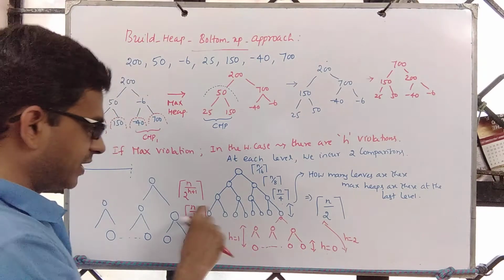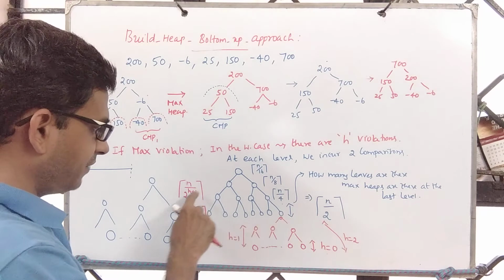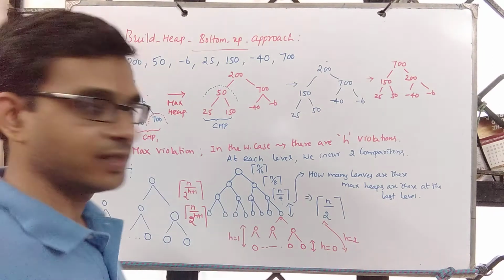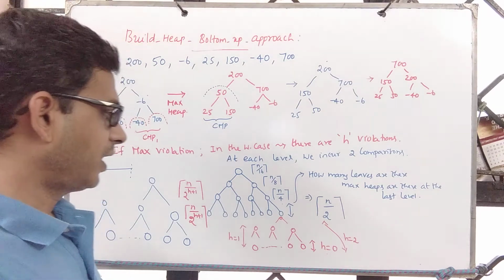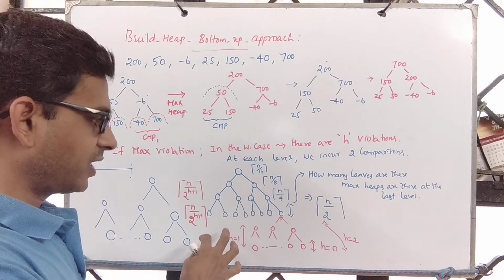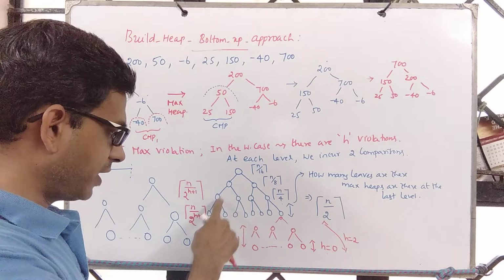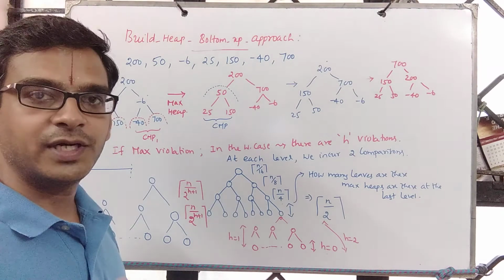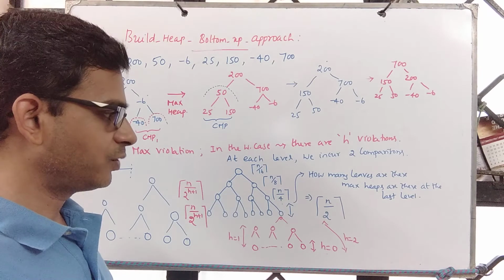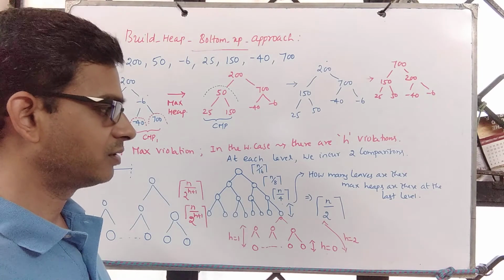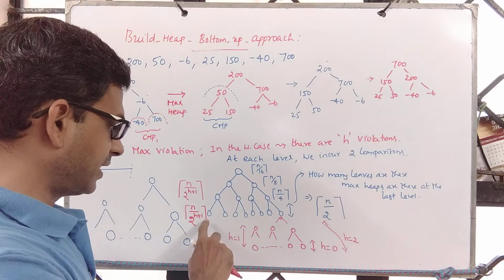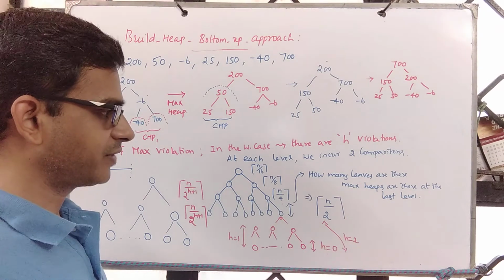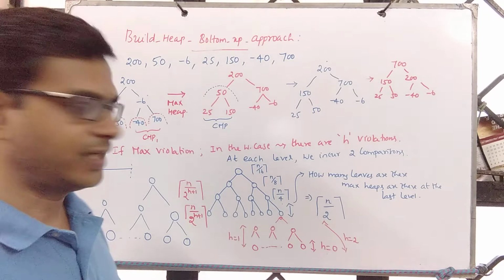Now, what is it that we are saying? At each level, we see that n divided by 2 power h plus 1 nodes are there. And if there is a violation, then it can go all the way down. That is given by height. At each level, we incur two comparisons to check whether there is a violation or not. That's all. So we just have to bring in the number of nodes, the height, and the number of comparisons. With that, the analysis is done.